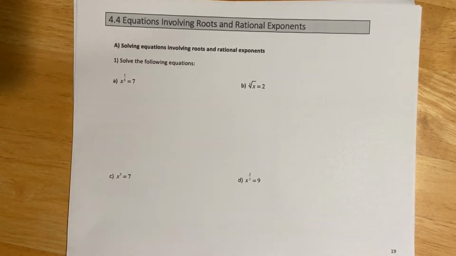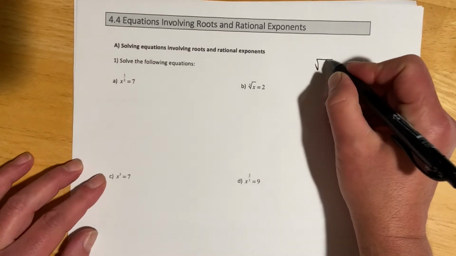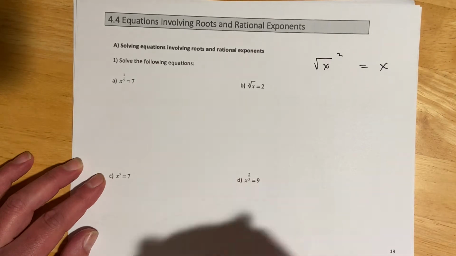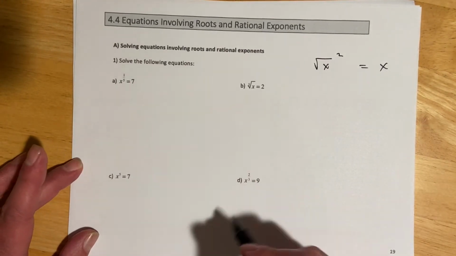And basically roots and powers are going to be inverse operations to each other. We've seen this when we had a square root, we would square it to undo. Likewise, cube root, we would cube it to undo. And that's basically what we're going to do here.